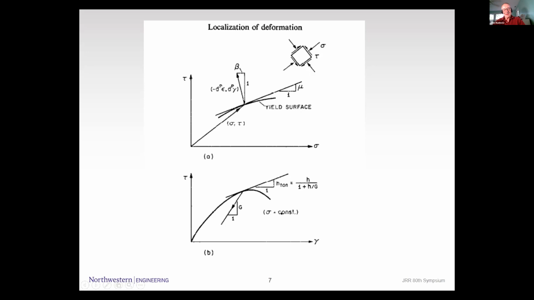So I worked on this for a while and managed to come up with an expression for the critical hardening modulus at which this bifurcation could take place. And I went up to talk to Jim about it. And my expression was pretty messy and not terribly revealing.